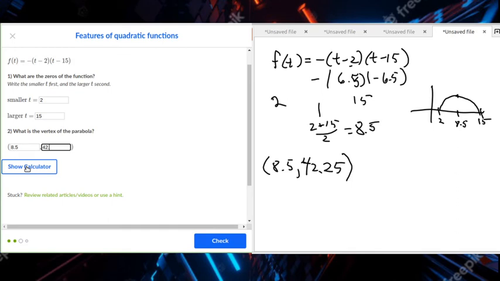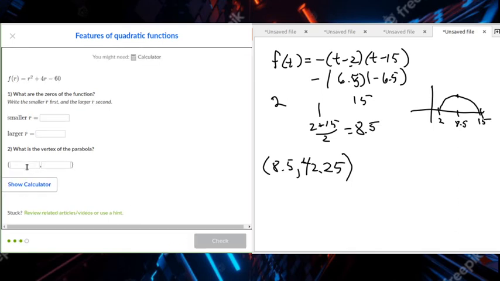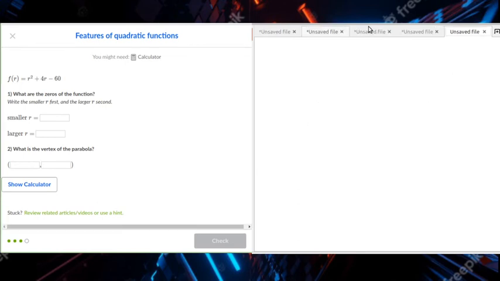8.5 and 42.25. Okay. We have one more here. Last one.